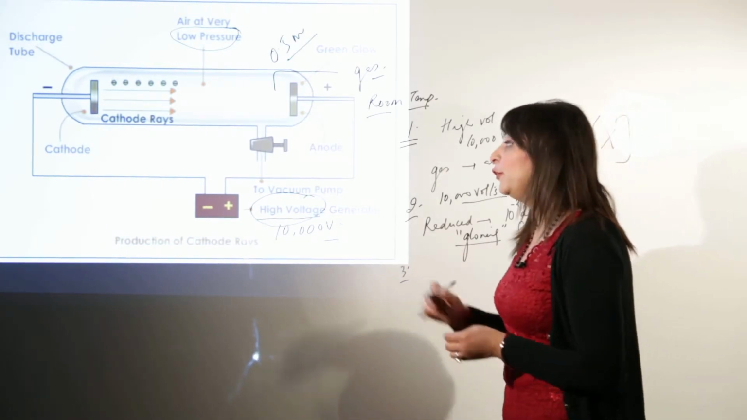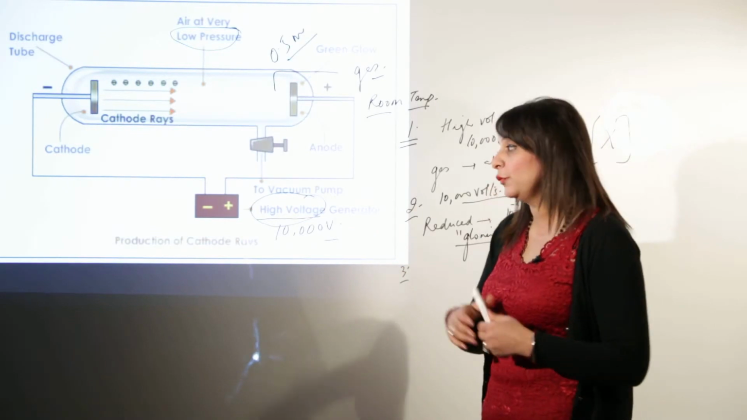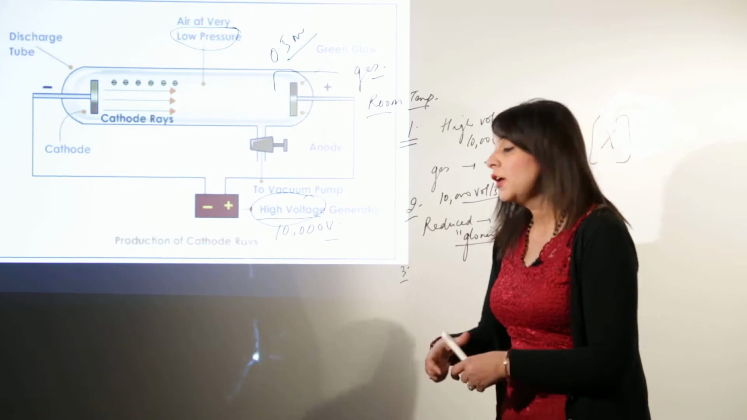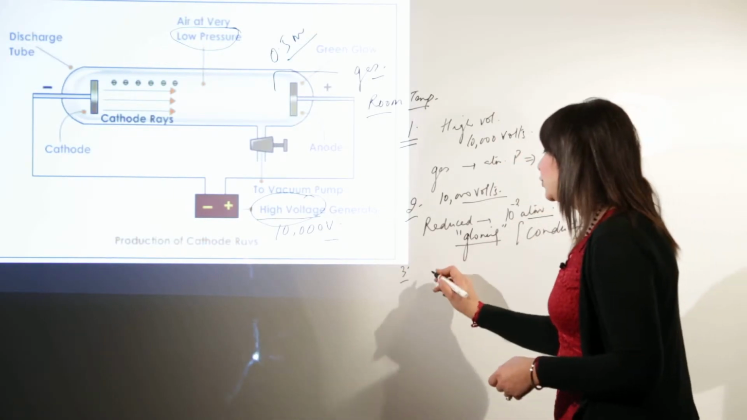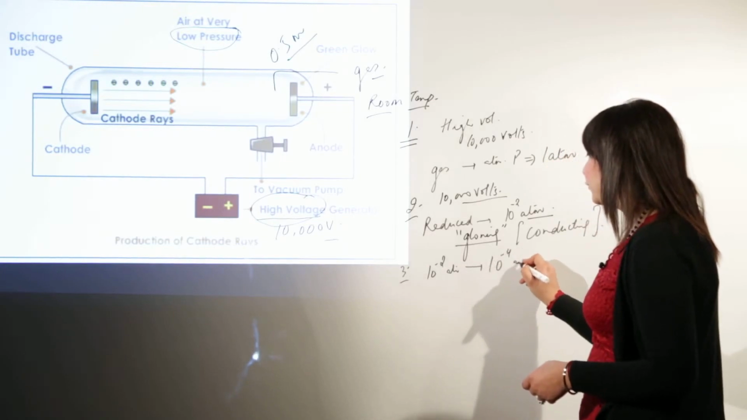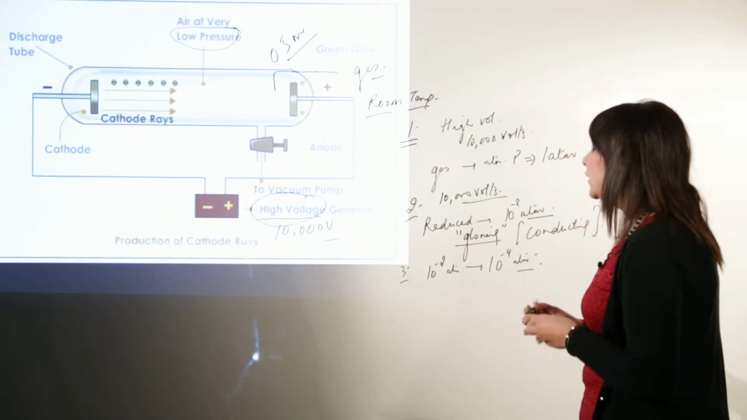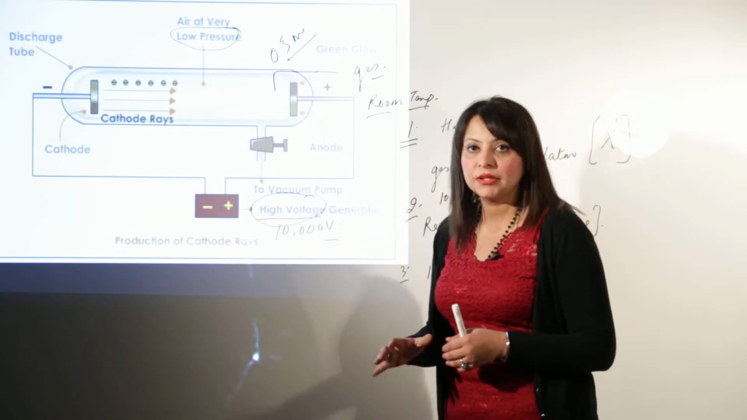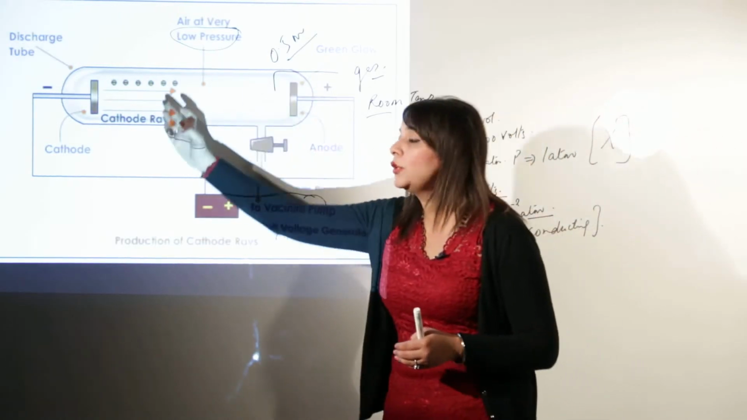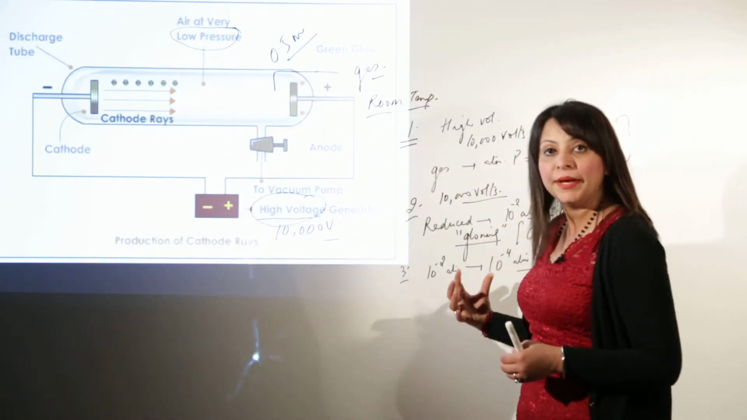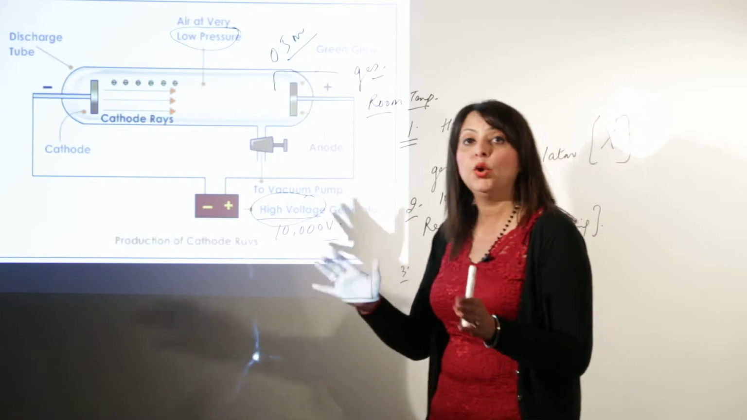Next, he further reduced the pressure because he wanted to see what actually happened if he reduced the pressure more. He reduced the pressure from 10 raised to power minus 2 atmosphere to 10 raised to power minus 4 atmosphere. Then what did he see? The glow actually vanished. Earlier the whole tube was glowing with a greenish light, but when he reduced the pressure to 10 raised to power minus 4 atmosphere, the glow vanished.